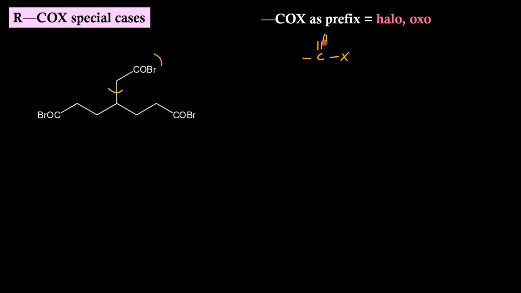CO of COX will be called as oxo. X of COX will be called as halo. When I use the term oxo and halo, carbon of COX is not included. Now to name this molecule, first we have to number the parent chain. 1, 2, 3, 4, 5, 6, 7.